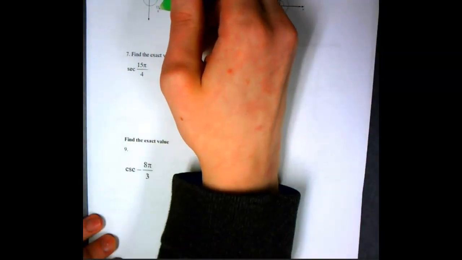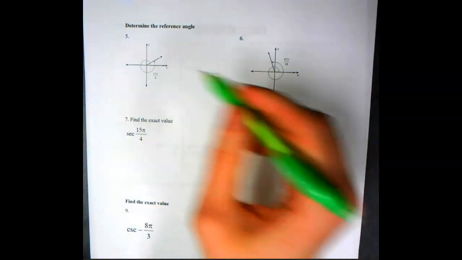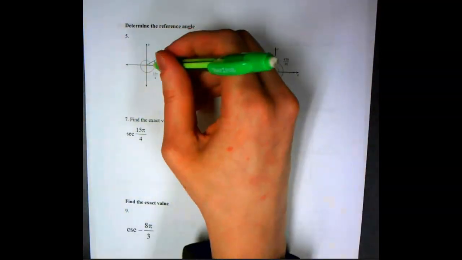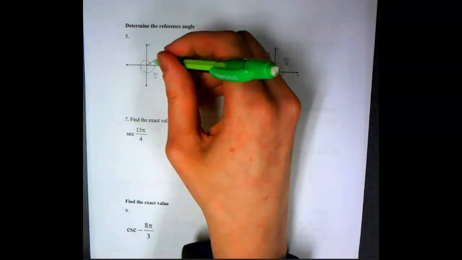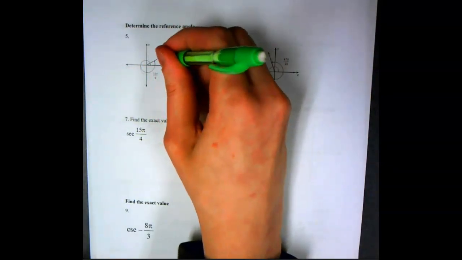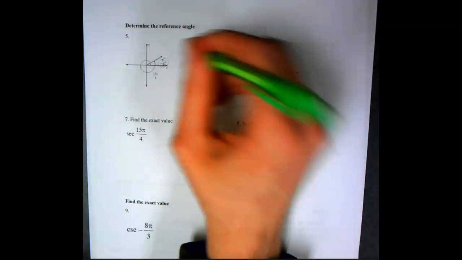For problem 5, we're going to say we have 13 pieces of pi over 6. So we'll go 6, 12, we go that last little bit, and so our reference angle will be pi over 6.